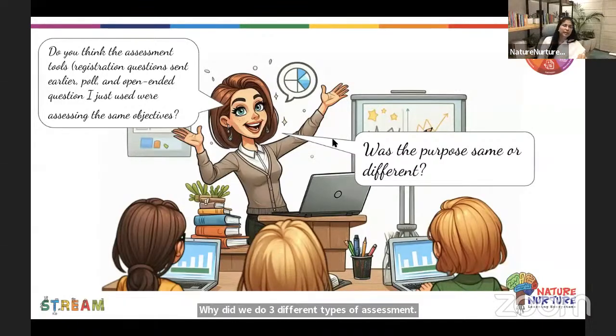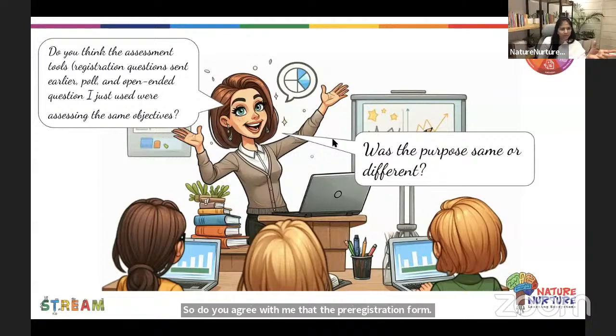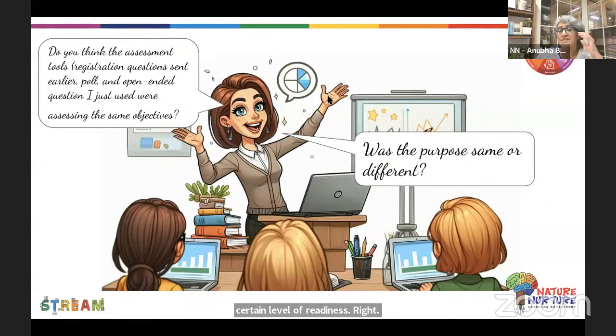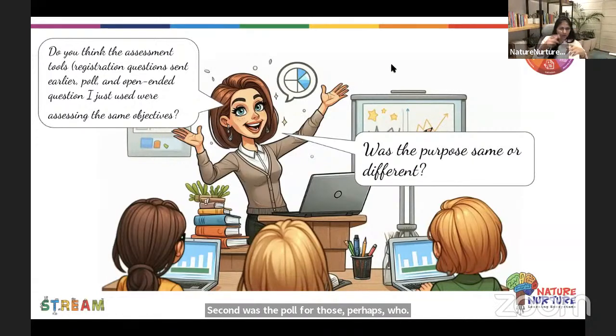If our purpose was to find out your prior understanding, which assessment tool do you think would have been most efficient? We have a 35 minute classroom, all right? So do you agree with me that the pre-registration form would have been the best choice? Because it saved our time and I walked into the classroom with a certain level of readiness, right? Absolutely, ma'am. It gave us an understanding of their prior knowledge and what we wanted to build on. Second was the poll, for those perhaps who had not attempted that registration form and maybe joined in without registering. So maybe we wanted to gauge their prior understanding also.